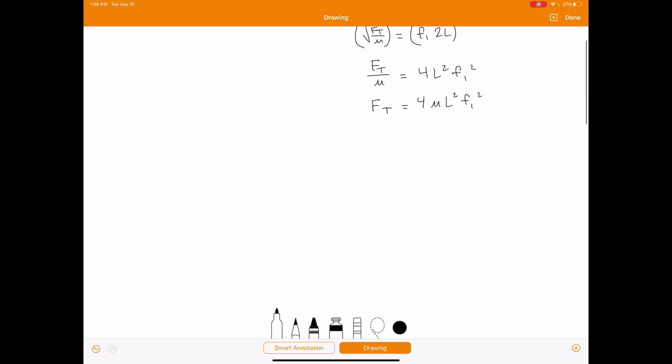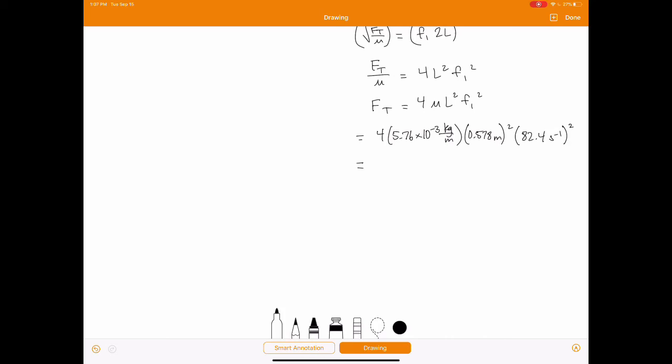Okay, so here's what we get. We have 4. The linear mass density is 5.76 grams per meter, but multiply by 10 to the minus 3 to make this kilograms per meter. The length is 57.8 centimeters, but in meters, that's 0.578 meters. Square that. And then the frequency we want is 82.4 hertz, which is the same as inverse seconds, and we'll square that as well.